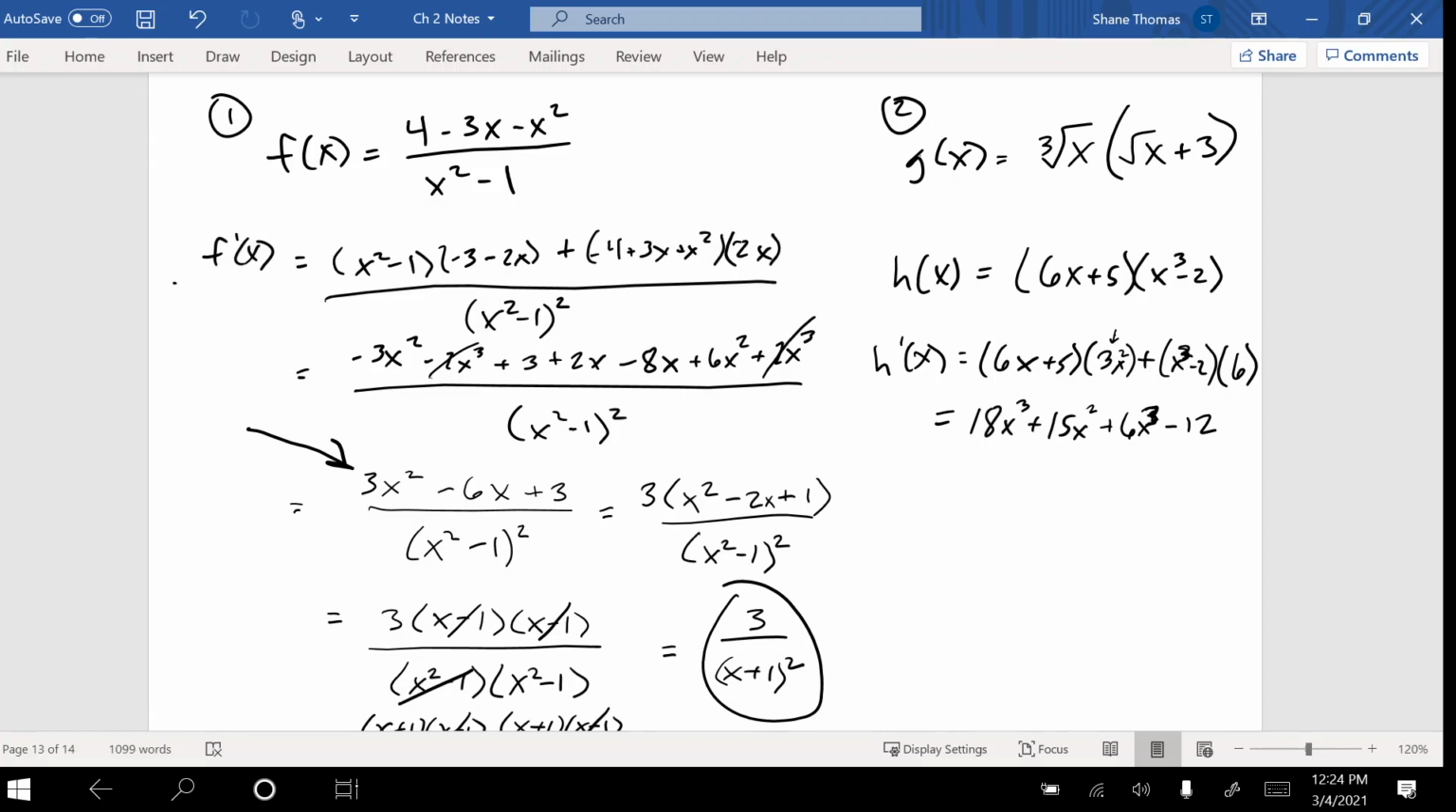All right, so I can combine two things then. 18 and 6. 24x to the third plus 15x squared minus 12. Did you get that, Johnson? Yep. Did you get that one? All right.